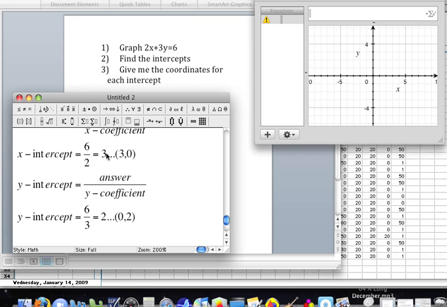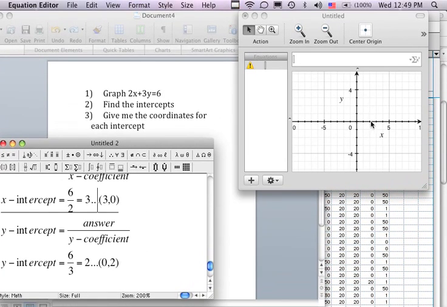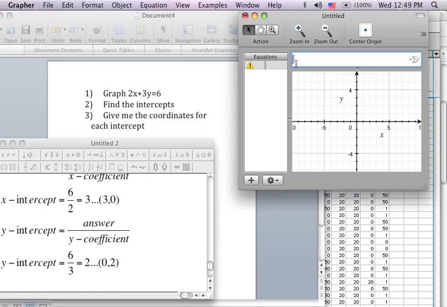Now, if the x-intercept is at (3, 0), which would be right here, and the y-intercept would be (0, 2), which would be right here, then I should see a line that draws through here. If I use my graphing program, 2x plus 3y equals 6, sure enough, the y-intercept is (0, 2), and the x-intercept is (3, 0).